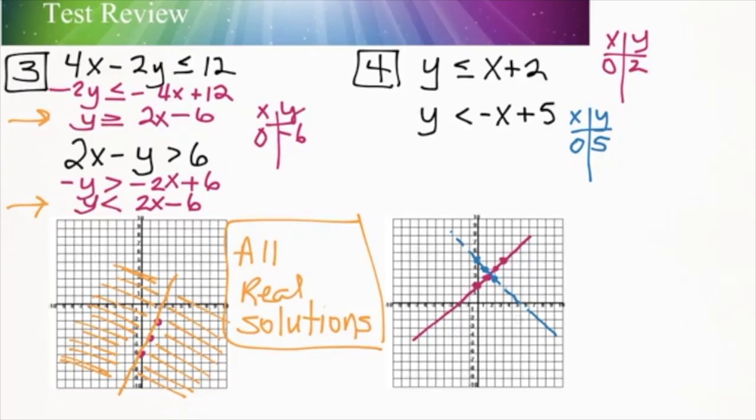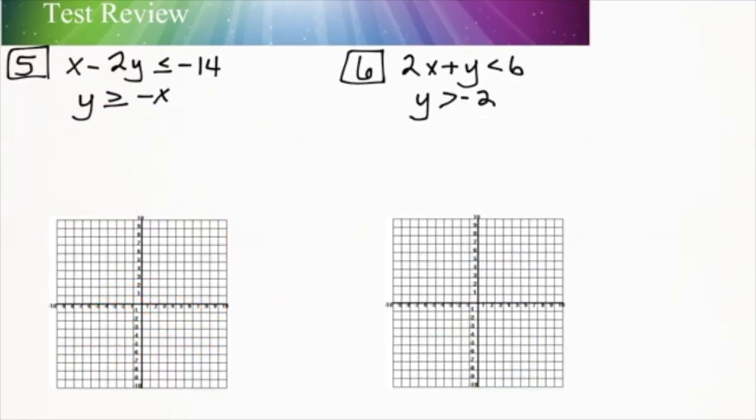So notice that one of my lines, the second line, is a not equal to, so it needs to be a dashed line. And it is actually less than, and the first line is actually less than. So since both of these are less than, they both need to be shaded on the bottom. So I want to find where their intersection is, and so I'm going to shade both of them on the bottom.